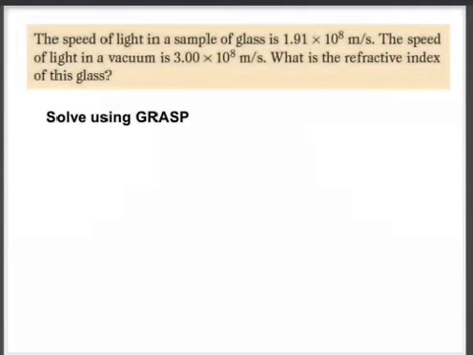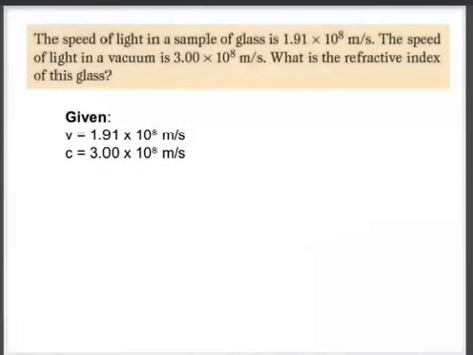Let us see one example. It says that the speed of light in a sample of glass is 1.91 into 10 raised to 8. The speed of light in vacuum is 3 into 10 raised to 8. What is the refractive index? So the speed is given in 2 cases, that is of glass and vacuum. We have been asked to find the refractive index. So C is given as 3 into 10 raised to 8. Speed is given as 1.91 into 10 raised to 8.